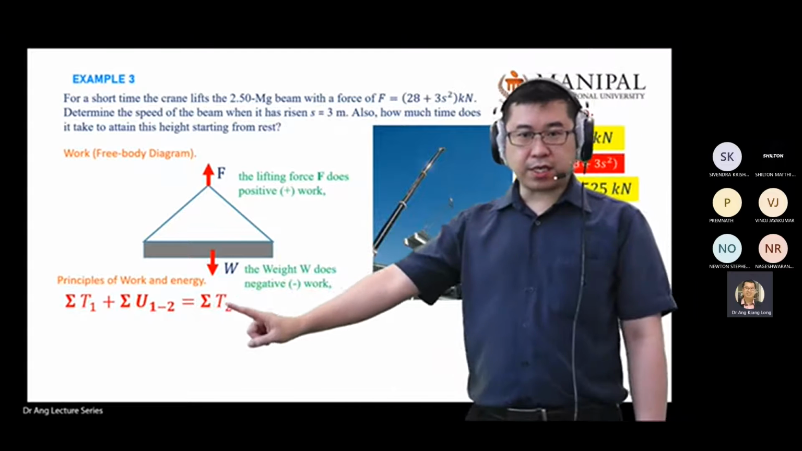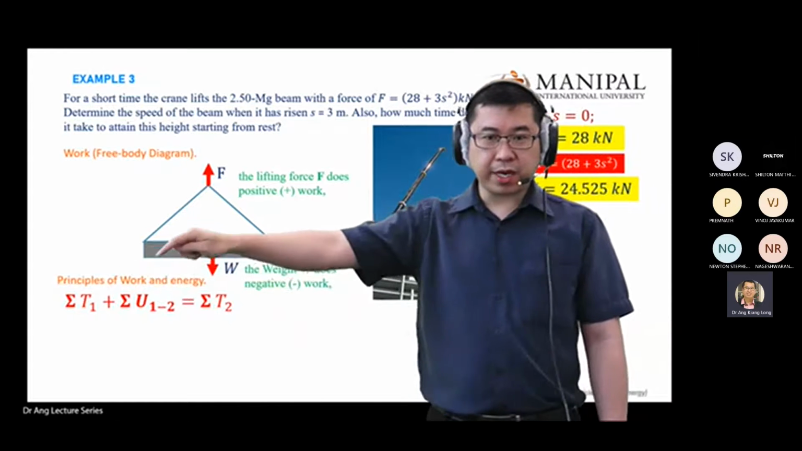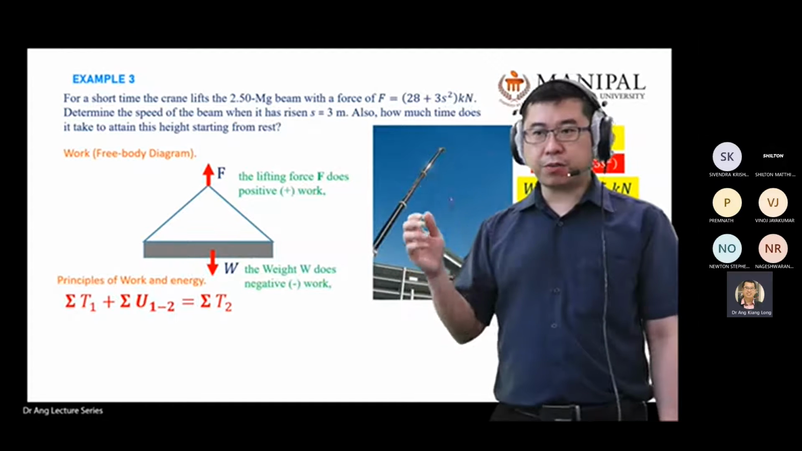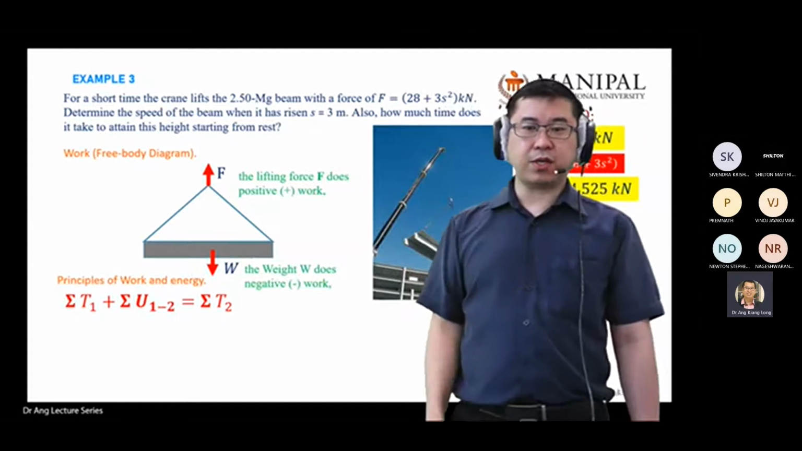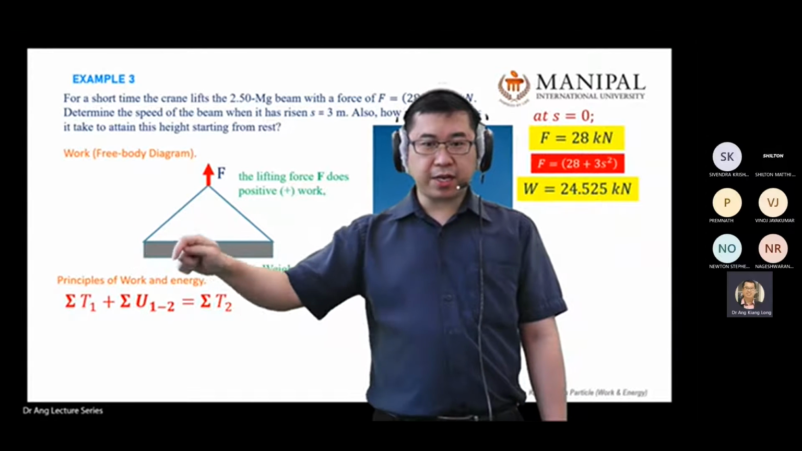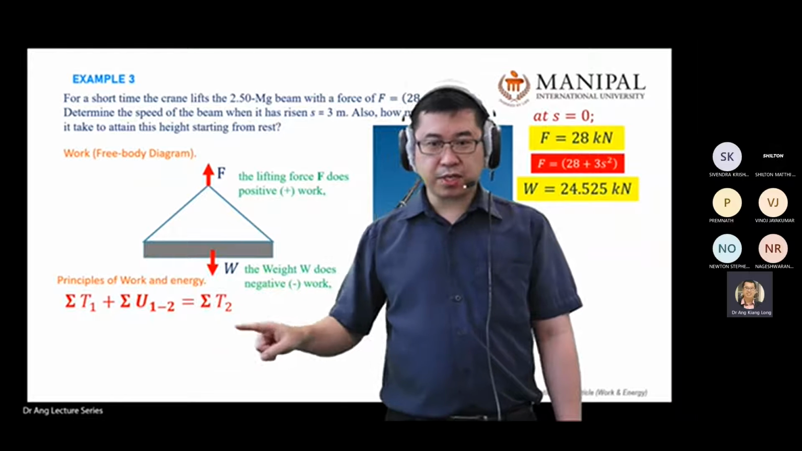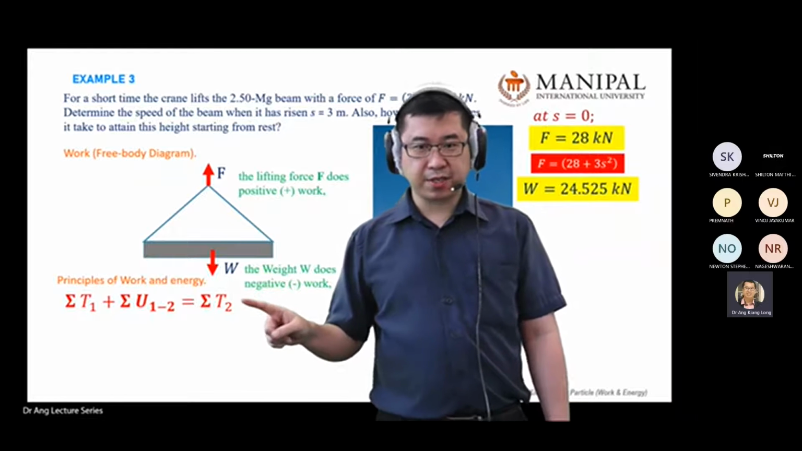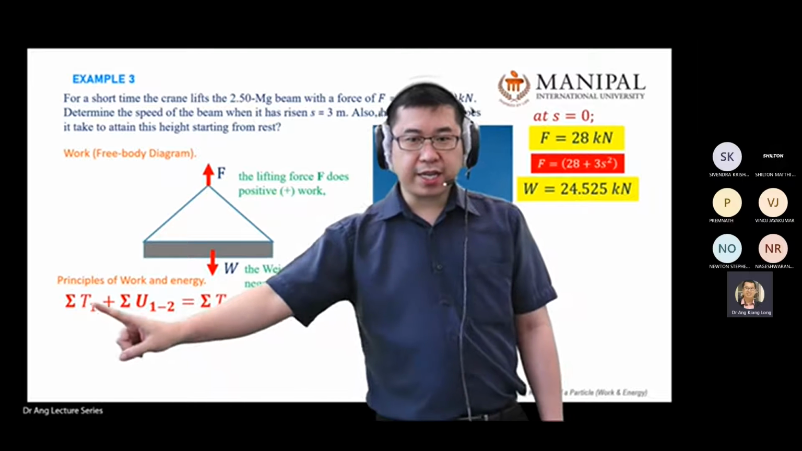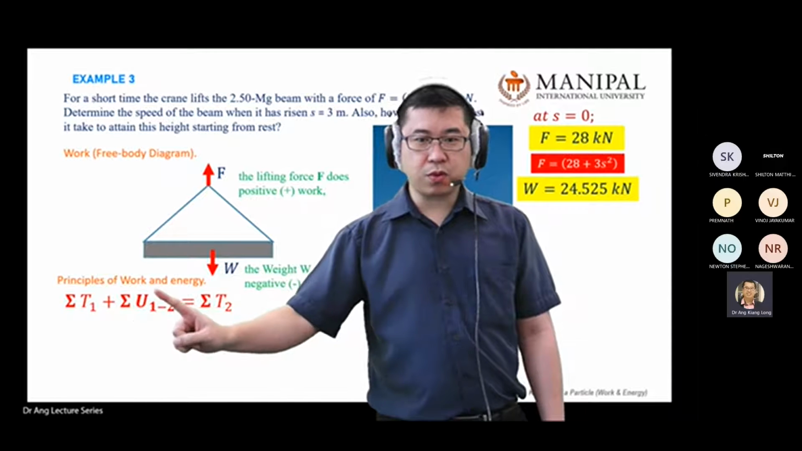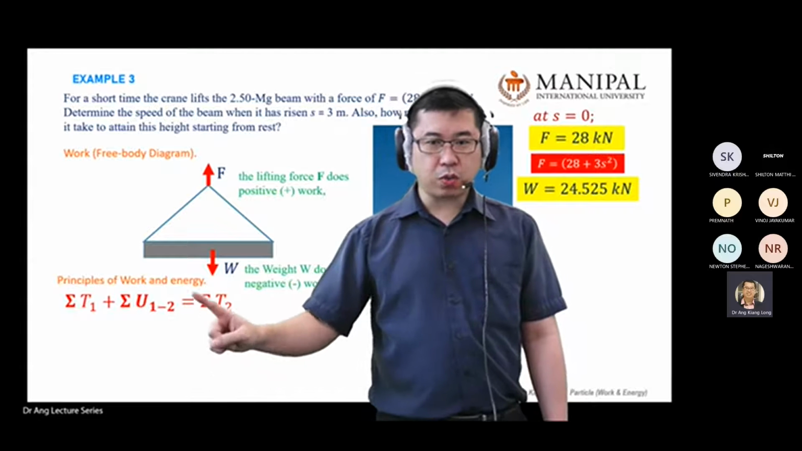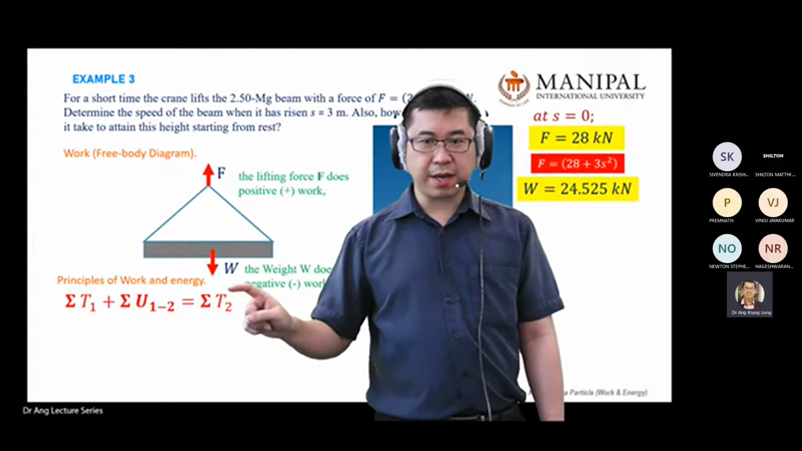Okay, so this is the principle of work and energy. For example, the question asks you to solve using the principle of work and energy. What do you write in your answer? Principle of work and energy, you write this equation, you score 1 to 3 marks in that range. Okay, so all the kinetic energy at point 1, plus the work done in the system from point 1 to point 2, equals all the kinetic energy at point number 2.